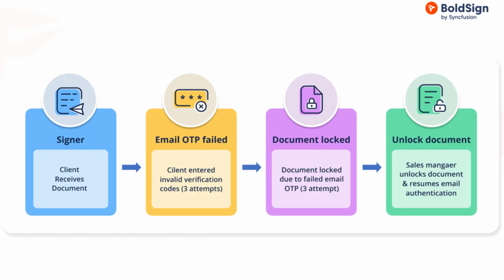Consider a scenario where a client has entered invalid email OTPs 3 times, locking the document. The client informs the sales manager about the issue. To enable the client to continue with the signing process, the sales manager must unlock the document and resume the email authentication process. When an invalid email OTP is entered 3 times, the document is locked.